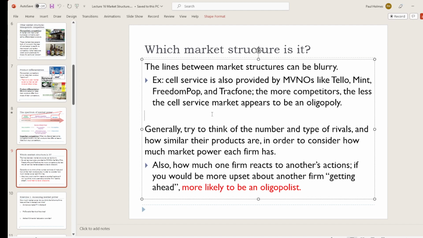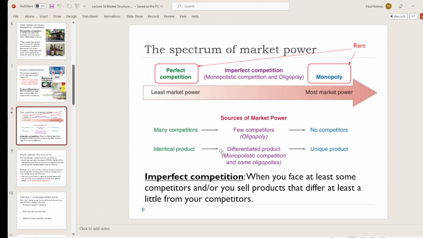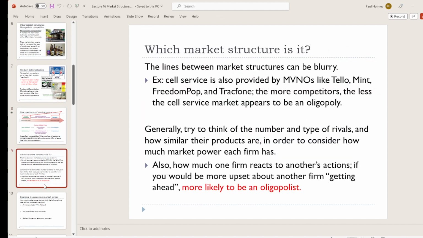These things just sort of exist in degrees and gradations. What we're going to have is different models for these different markets, but that doesn't necessarily mean that there's going to be a perfect model that describes firm behavior in a particular market. In order to think about which market we're looking at, you're going to want to look at the things we listed back here: how many competitors there are and how similar their products are.